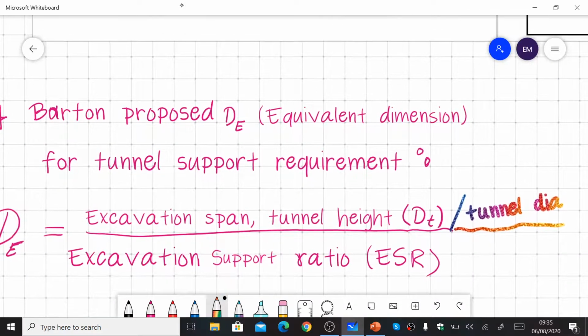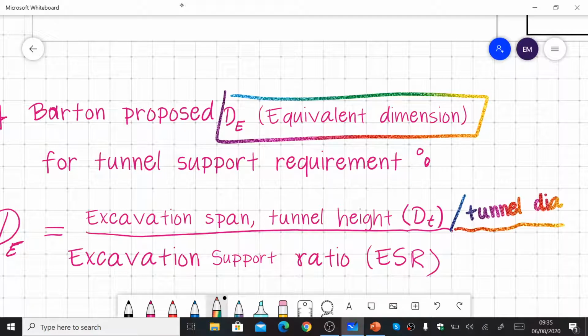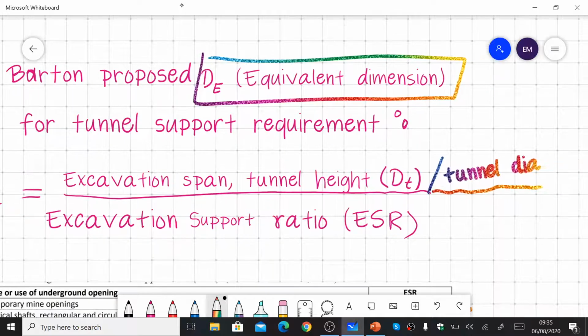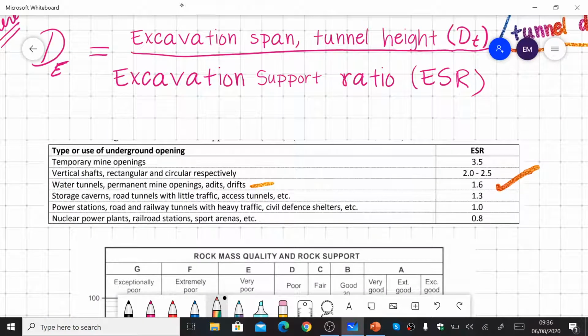To explain the tunnel support requirement, Barton proposed a parameter called DE. We call that the equivalent dimension. The formula of equivalent dimension is mentioned here: it is the excavation span, or the tunnel height or the tunnel diameter, divided by the excavation support ratio, ESR. The excavation span and tunnel height you will know, because you will know the size of tunnel you are going to design. ESR will be obtained from this table here.